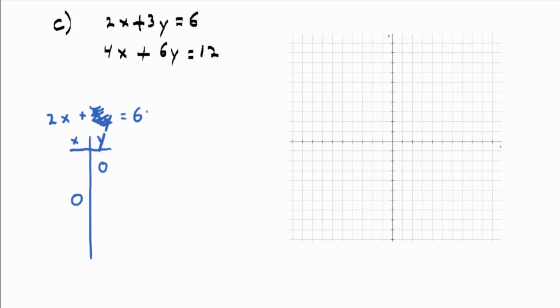2x is equal to 6, which means x equals 3, because you divide both sides by 2. Okay, and likewise, if you plug in 0 for x, you get 2 times 0. That zeroes out. You get 3y equals 6, so y must equal 2. So I'm going to plot those 2 points, 3, 0, and 0, 2.